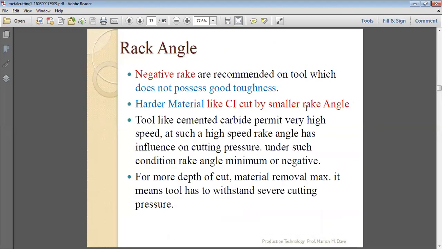Negative rake angles are recommended on tools that do not possess good toughness, like if the material of the tool is somewhat brittle and not very tough. So we recommend giving it a negative rake so that the life of the tool is increased. Harder materials like cast iron are cut by a smaller rake angle. Normally, when you are machining harder materials like CI, these are cut by smaller rake angles.